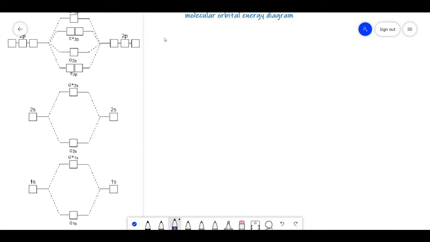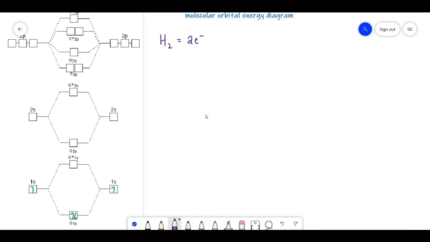In the objectives, suppose a molecule is given as H2. H2 means the number of electrons is 2: each hydrogen has 1 electron, and there are 2 hydrogens. Now we have to fill these 2 electrons in this energy level diagram. This hydrogen has 1 electron and this hydrogen also has 1 electron, so we fill the 2 electrons in this way.